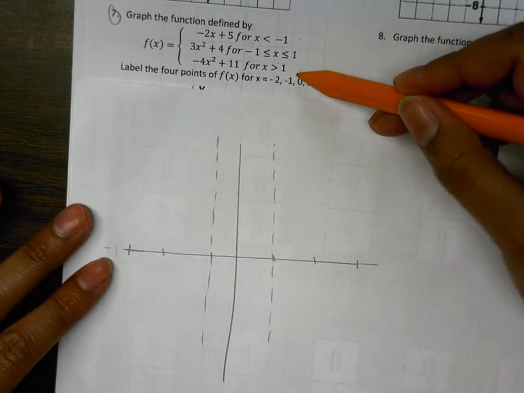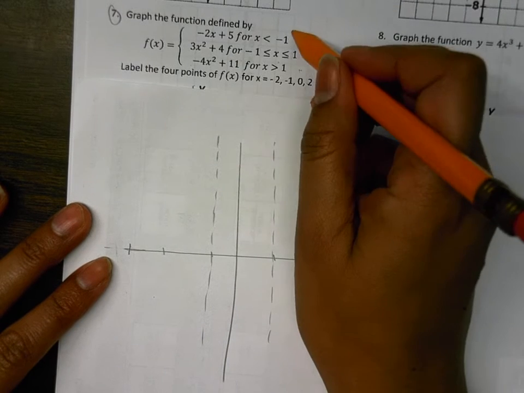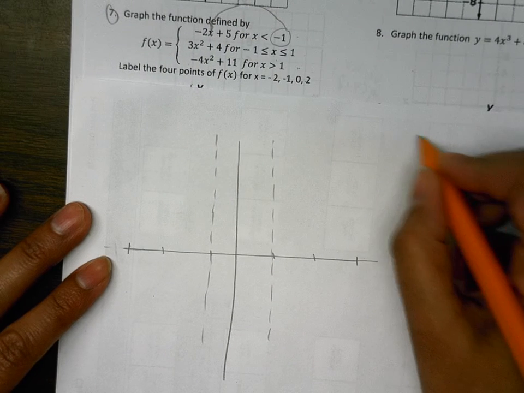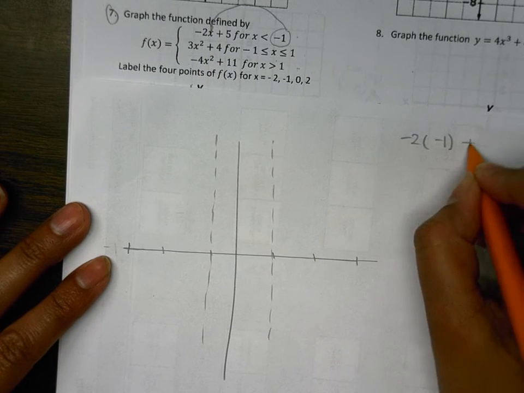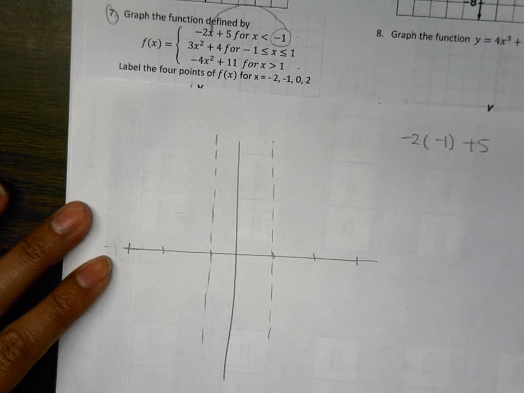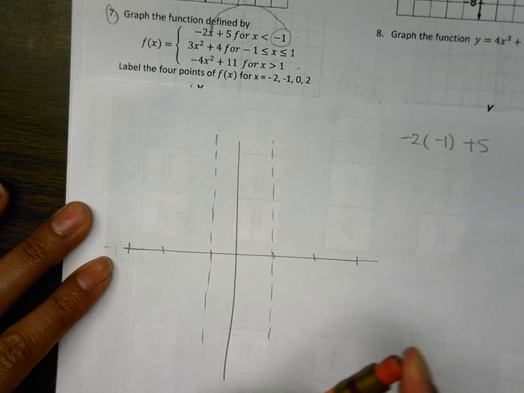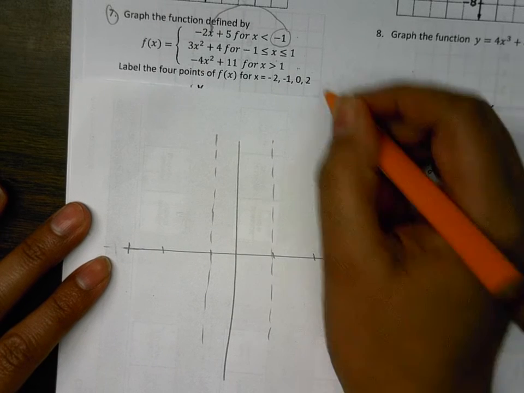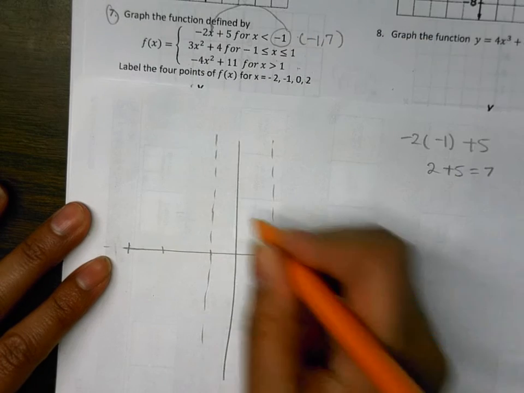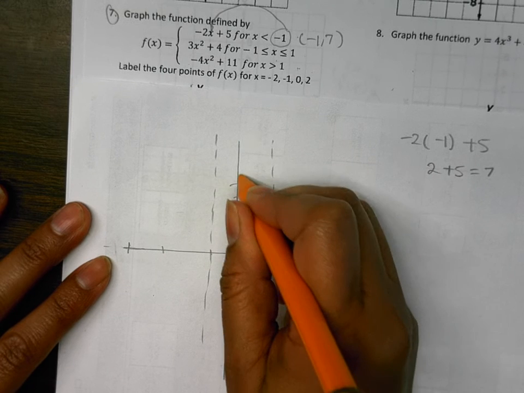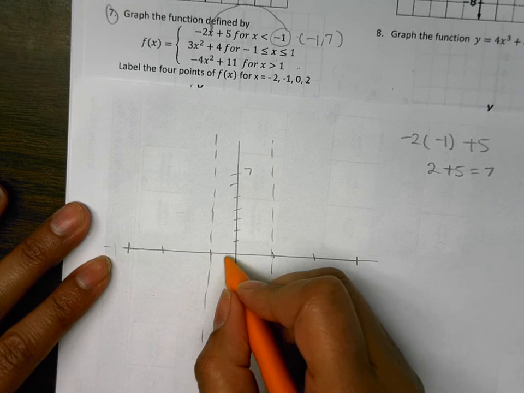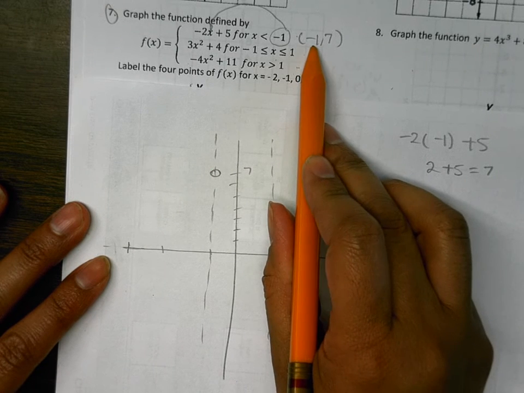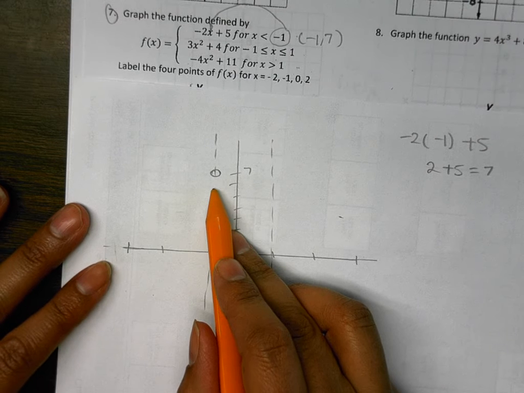Okay, now what I suggest you do is plug this in for x. So you would do -2 times -1 plus 5. What would that give you? 2 plus 5 is 7. So -1 comma 7. 1, 2, 3, 4, 5, 6, 7. So again, it's not drawn to scale, but that's okay. -1, 7, open or closed? Open.